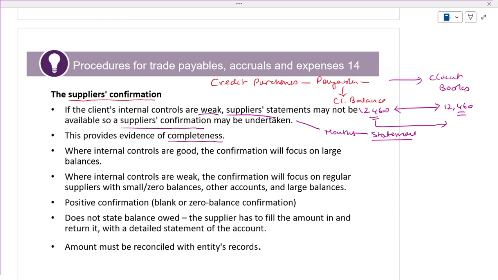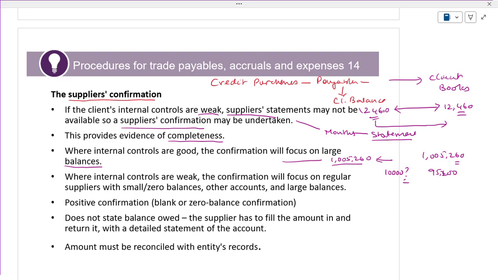Where internal controls are good, the confirmation focuses on large balances. Assume you have a large balance of 1 million for one of the clients. I'm not saying that we have to ignore small balances, but large balances should tally. If there is a difference in large balances, assume you are showing 1,505,000 and the client is showing only 95,200, definitely there will be a huge difference of almost 10,000. Then 10,000 is not a small amount.